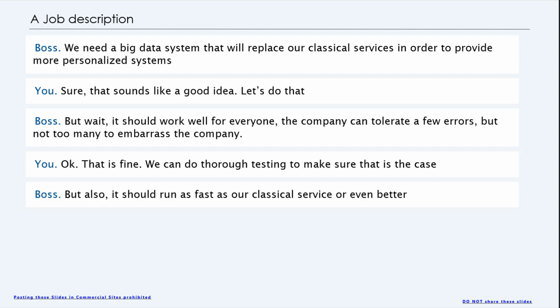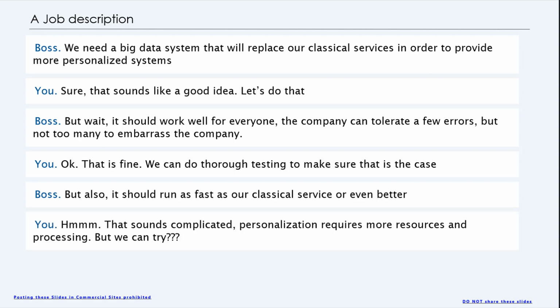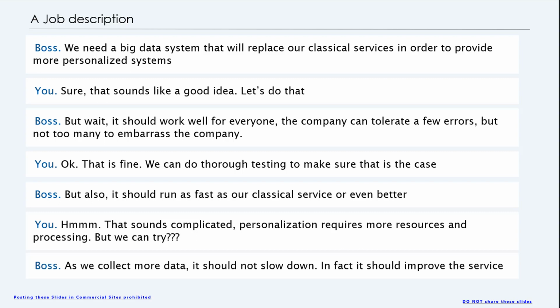Okay, but it should run as fast as our classical service or even better. That sounds complicated. Personalization is the goal, which requires more resources and processing, but we can try. As we collect more data, it should not slow down. In fact, it should improve the service.